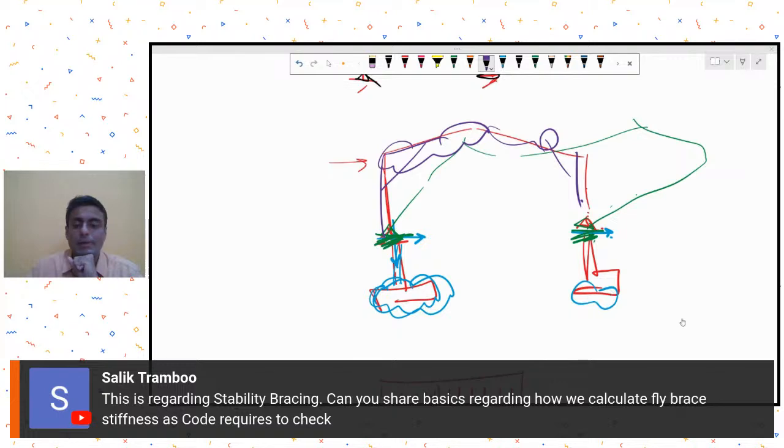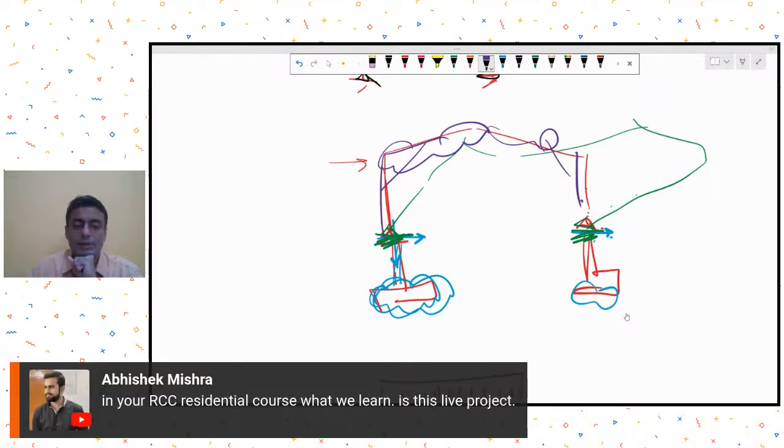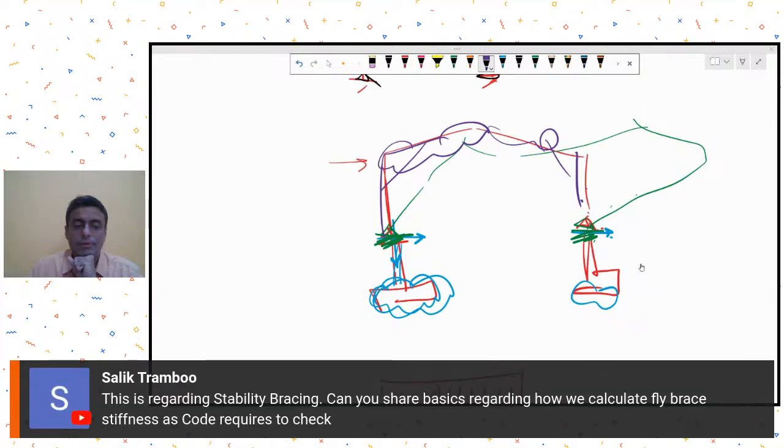If you could please elaborate the meaning of flank brace. I think I understood it incorrectly. So if you could please tell me.